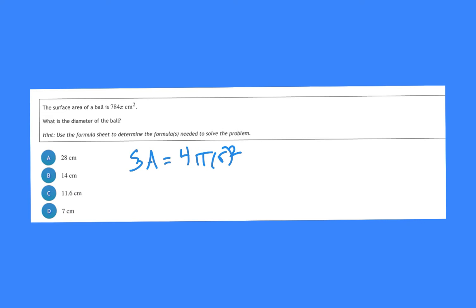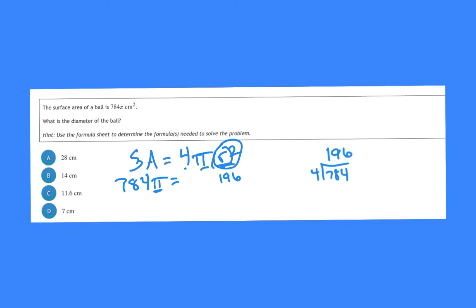And they told us already that the surface area was 784 pi. So because the pi is over here, it means that we have a 4 and we're missing the radius. So if we were to say 784 divided by 4, we would get an answer of 196, which would be what the radius is after it had been squared, right?